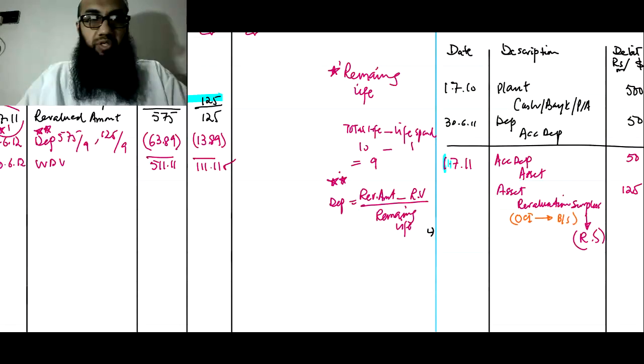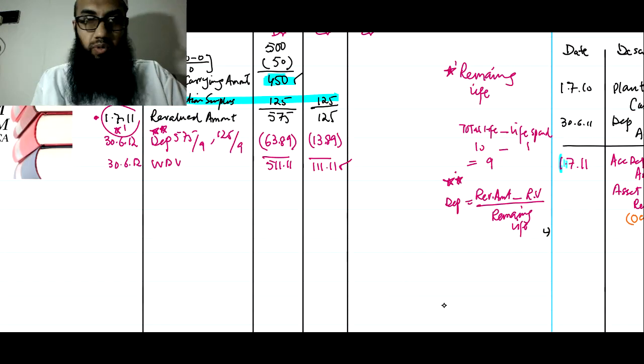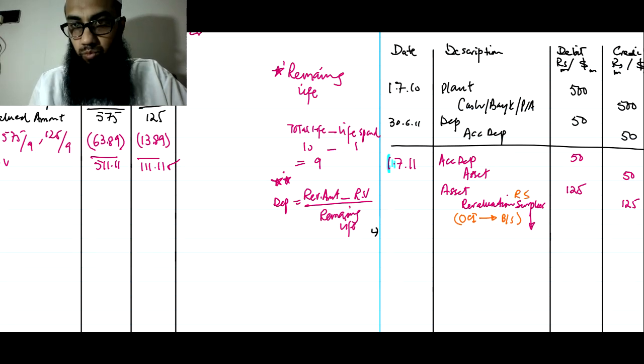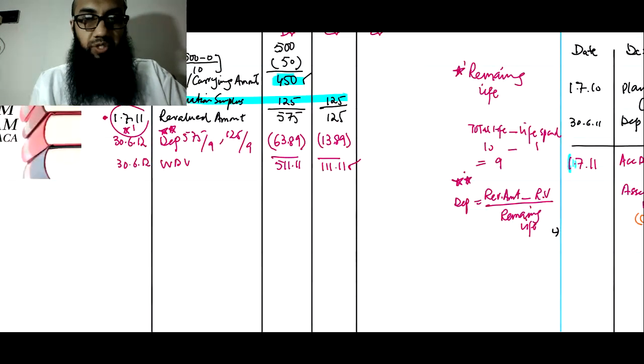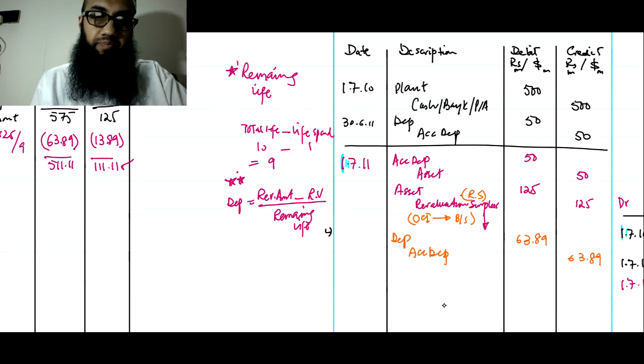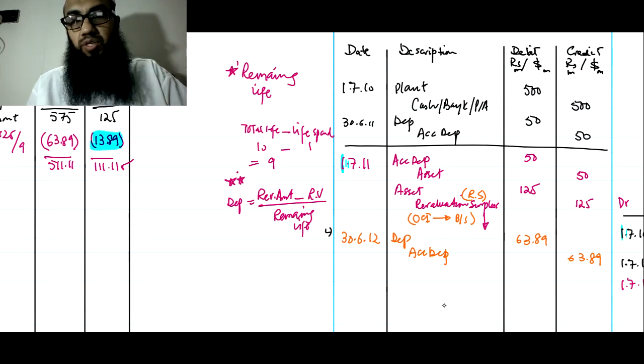So my entry on 30th June. These two entries. Over here we will have these two entries. Number one: depreciation debit, accumulated depreciation credit, 63.89 on 30th June 12. Now this entry is very important for this working. This entry is very important.